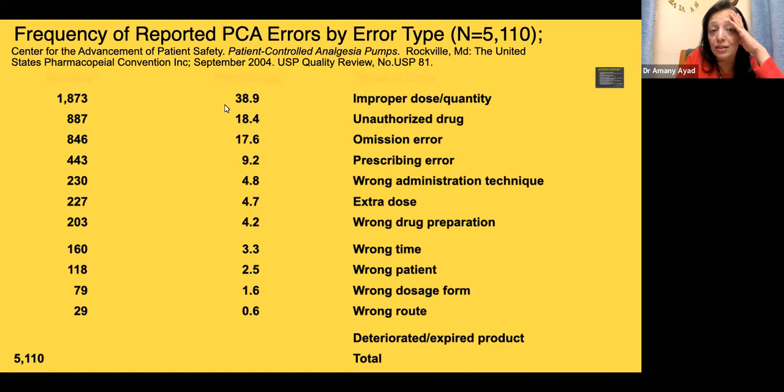Improper dose and quantity was the highest incidence of complication. Unauthorized drug, so it is off label. Omission of errors, prescribing error, wrong administration of the extra dose, wrong drug preparation, wrong time, wrong patient, wrong dose, wrong route. So it's almost our fault.